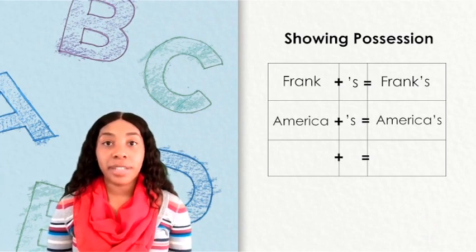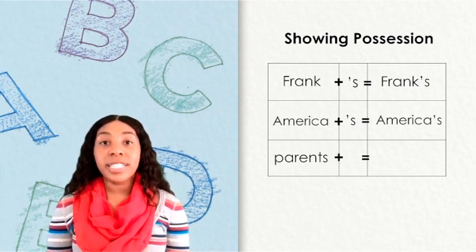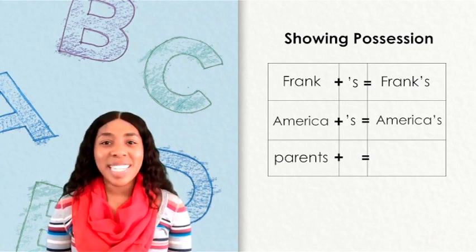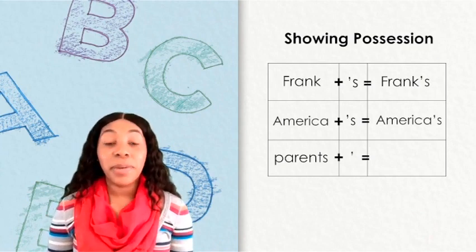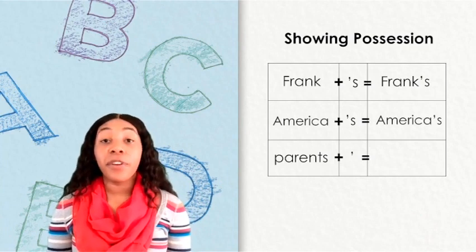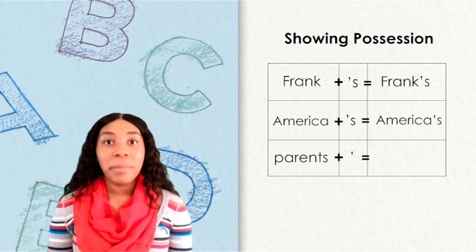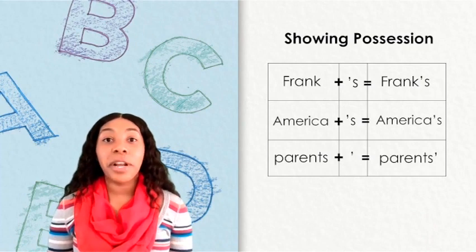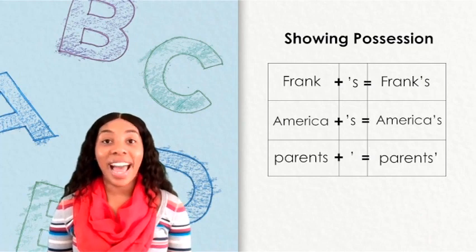Here is our last word. Parents. An example is the word parents, which ends with the letter S. When we want to show that something belongs to them, we don't need to add an extra S because there's already one there. Next, we add an apostrophe, just as we did for Frank and America. But this time, since the word parents ends with the letter S, we don't need to write S again because then it will be a mouthful. As you can see, we have the word parents with an apostrophe at the end. So go ahead and write the word parents' on your paper.